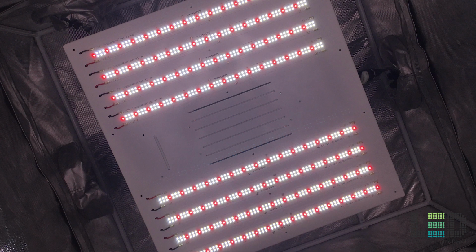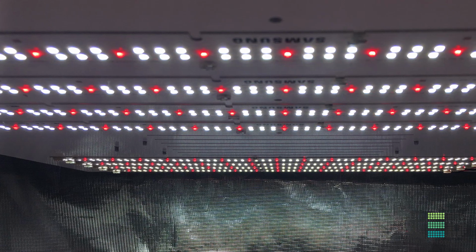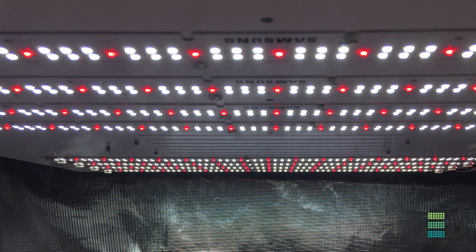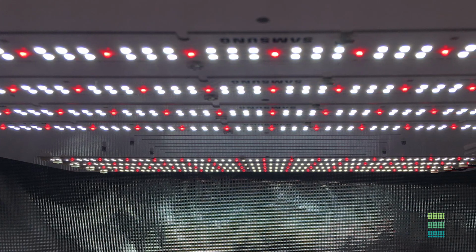And finally, the price of the EH500. This fixture costs $849 with free shipping in the lower 48 states with no additional tax. See the product page for additional discounts.